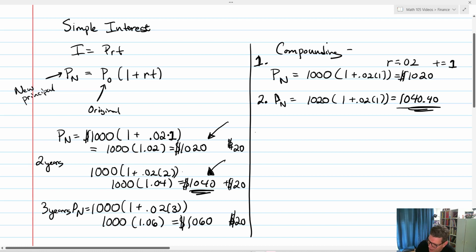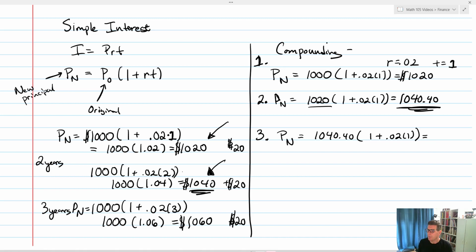Then in year 3, I'm going to take my new principal, and now instead of 1,020, I'm going to use $1,040.40, and multiply that by 1 plus 0.02 times 1. So I'm going to multiply those two together, just like my simple interest formula, but with a new principal. So we'll try that out.